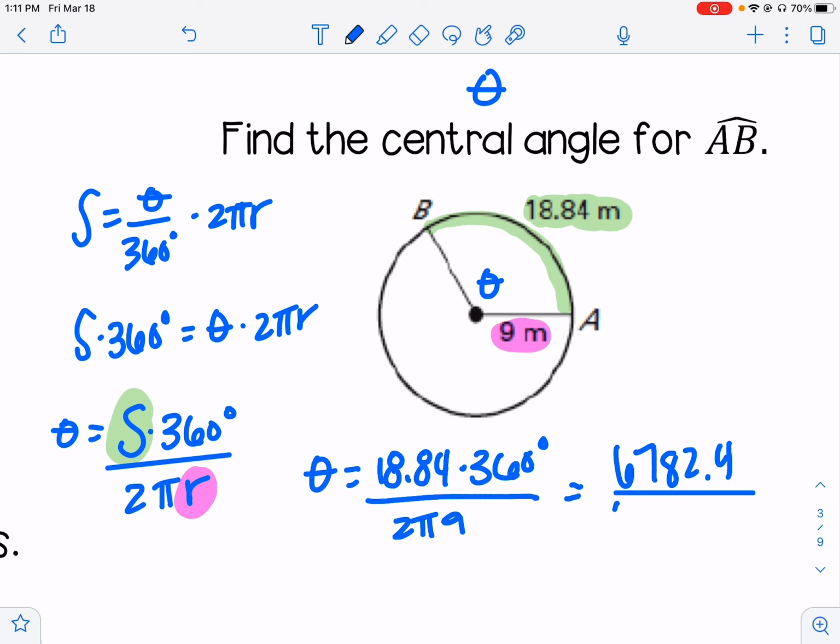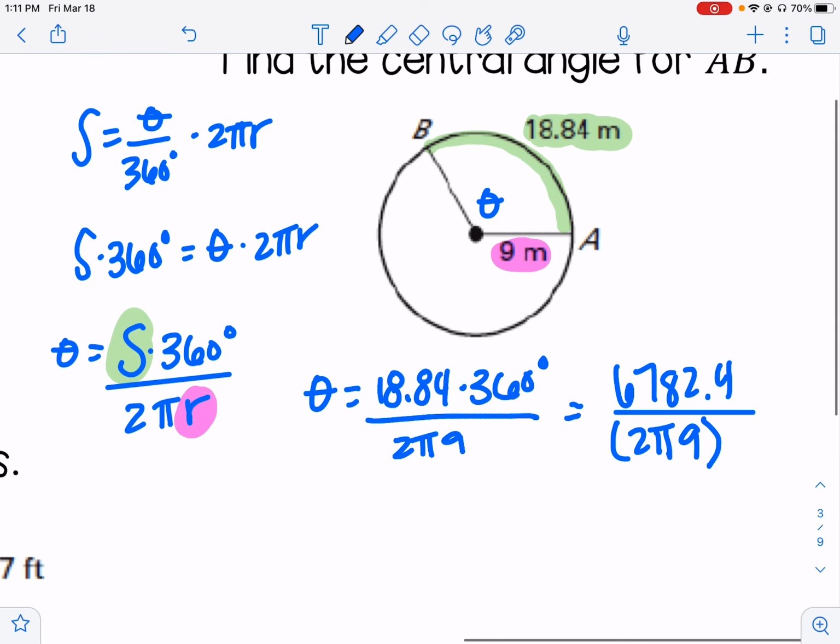And then when you divide it in your calculator, it's really important that you put parentheses around your entire denominator. So I'm dividing that by open parentheses 2 pi 9 close parentheses. If you don't put those parentheses here, it's just going to divide by your first thing and then multiply by everything else. So it is really important that you're putting parentheses to divide by the entire denominator. That gives us a theta of 119.9 degrees.